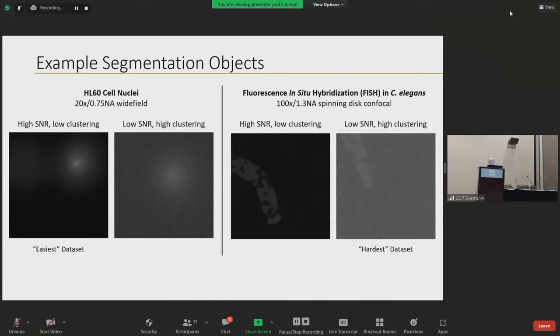A hard data set with low signal to noise ratio and high clustering.